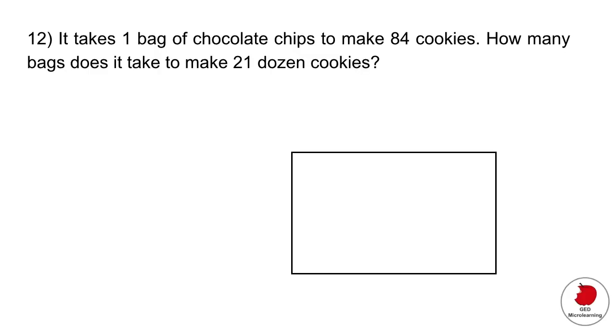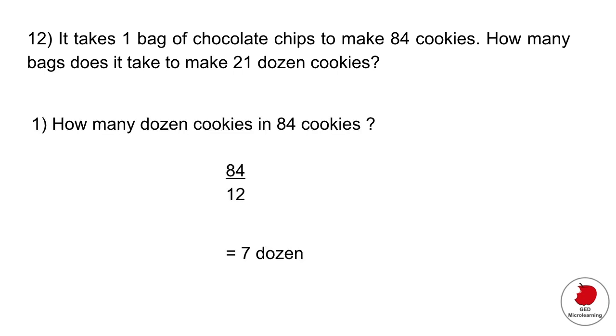Okay, question 12. It takes 1 bag of chocolate chips to make 84 cookies. How many bags does it take to make 21 dozen cookies? All right, so step 1 is you basically have to put everything into the same kind of number denomination. Okay, so on one side it's talking about cookies, and on the other side it's talking about dozen cookies.